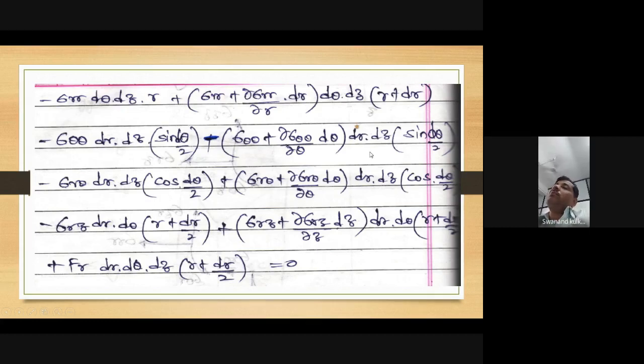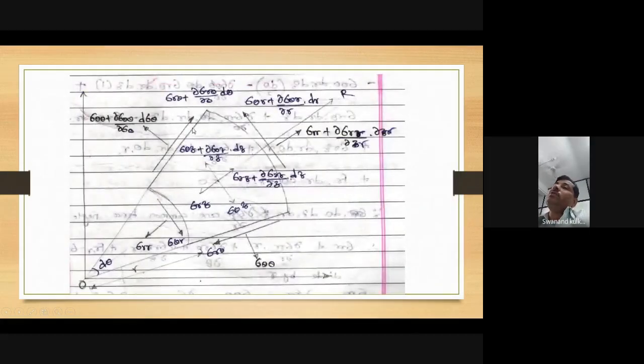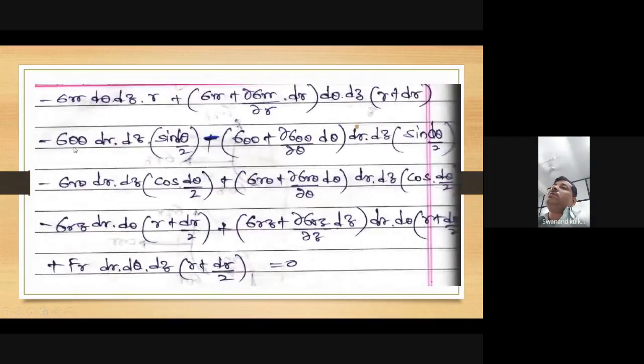And once again here we are considering sin d theta by 2, because if we extend this line here, we are resolving that along the direction of OR. So sigma theta theta dr dz sin d theta by 2 minus sigma theta theta plus dou sigma theta theta dou theta d theta dr dz sin d theta by 2. Is it okay?